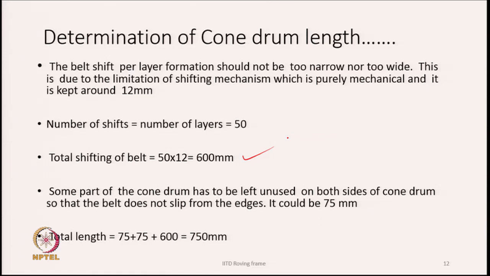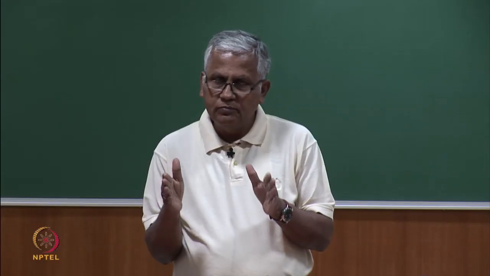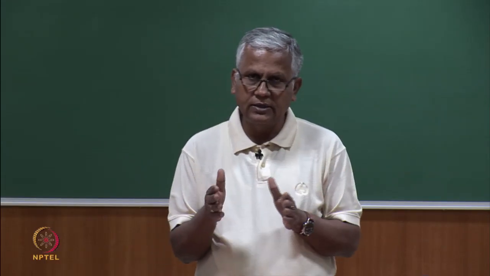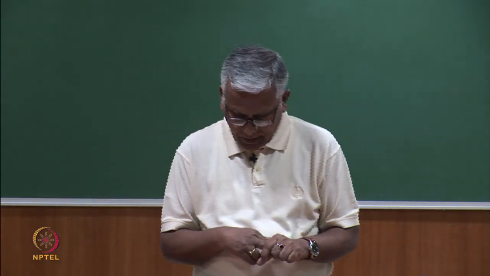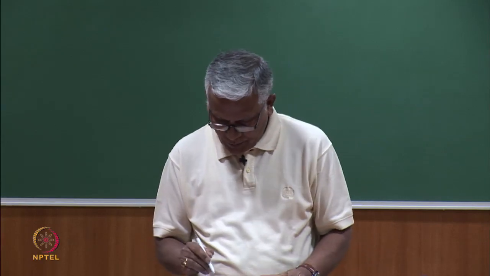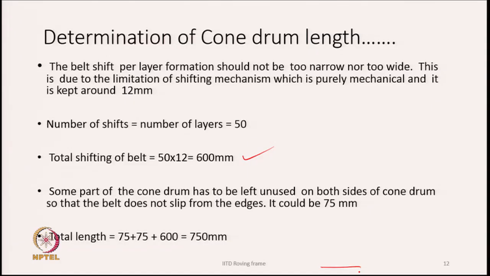Some part of the cone drum has to be left unused on both sides, so that the belt does not slip from the edges. So, from both sides a part is left out. We do not place the belt exactly on the edge, because there is a chance of slippage. So, we leave some portion from the two edges, which could be around 75 mm from both sides. So, 75 mm on the left hand side and 75 mm on the right hand side we generally leave, which is close to 3 inches.